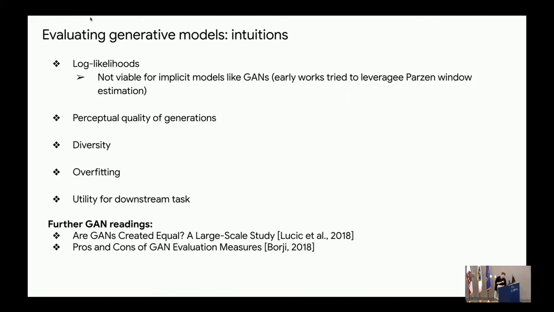These are some good further readings on this space of evaluating models. This one is actually a good one to read: Are GANs Created Equal? They implemented a huge number of the different GAN training frameworks and found that a lot of the differences actually just come down to little optimization things. But this is a really good summary. And then also Pros and Cons of GAN Evaluation Metrics. They go through a huge set of different ways of evaluating things.